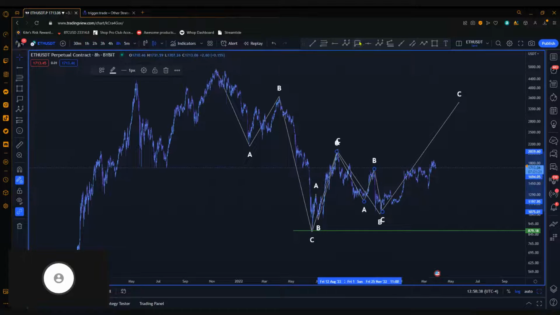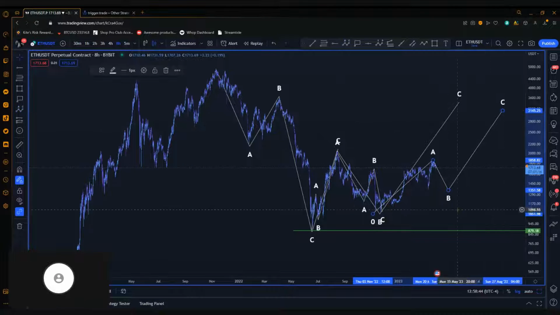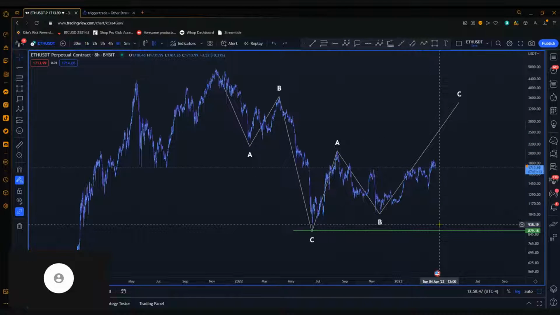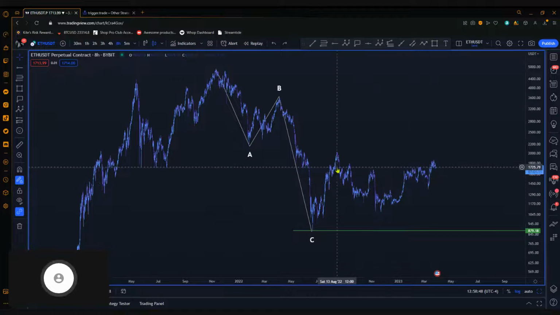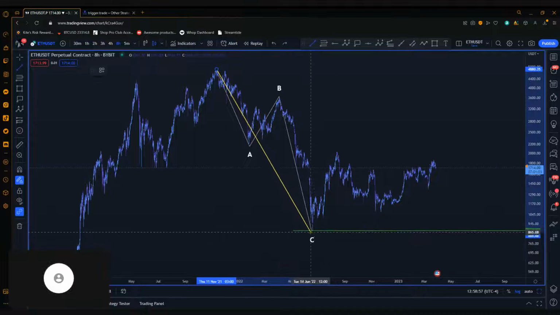ABC within the A, ABC within the B, and if we are going to continue the upside, we're probably working on some sort of A to a B to a C scenario, something like that. All right. The other possibility, like we talked about with BTC, is that maybe this is the beginning of something. Maybe this ABC is part of a larger downtrend. That's an initial first wave to the downside.